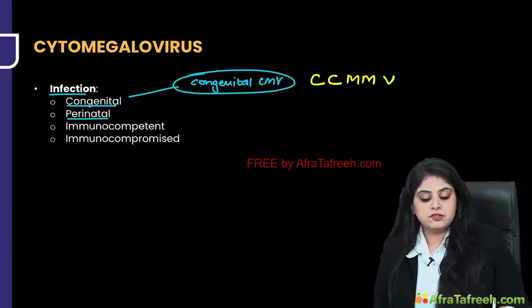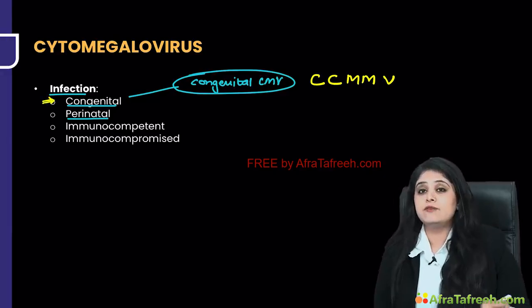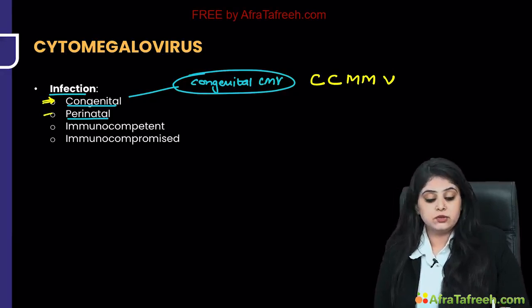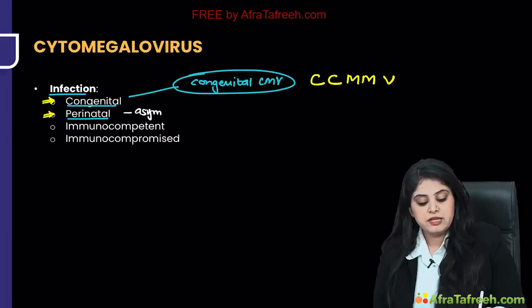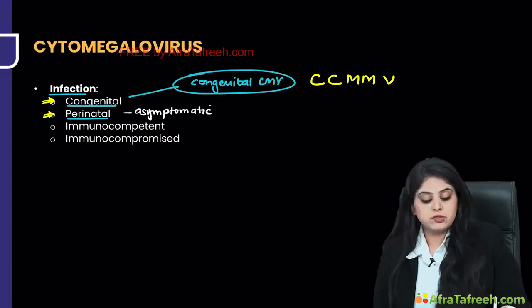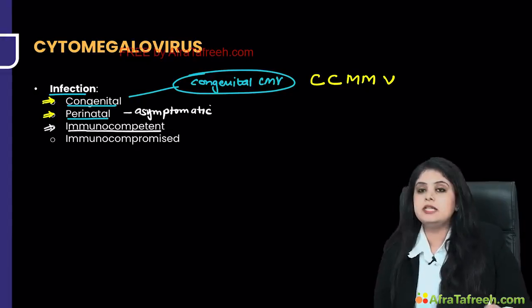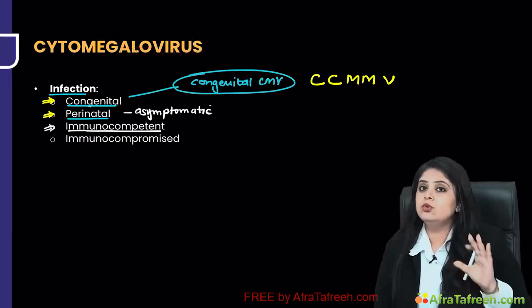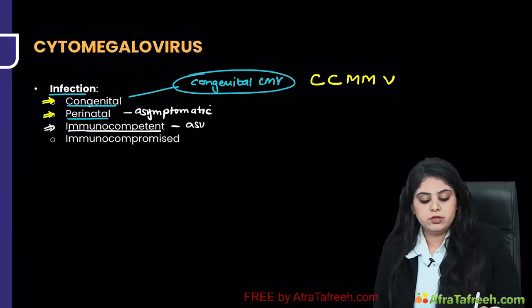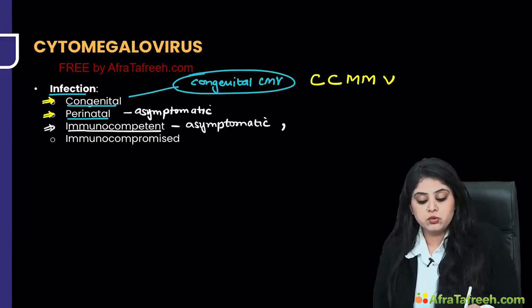Now, if this did not occur mother to child, what else methodology can be applied? If not through the placenta, then it can also go in the perinatal region. Perinatal region infections usually pass off as asymptomatic and do not trouble much. Same goes if the patient was immunocompetent. If immunity is fine, let's consider an adult or a grown-up child who has good immunity. In those also, either it will go ahead as asymptomatic or it might show you infectious mononucleosis like symptoms.